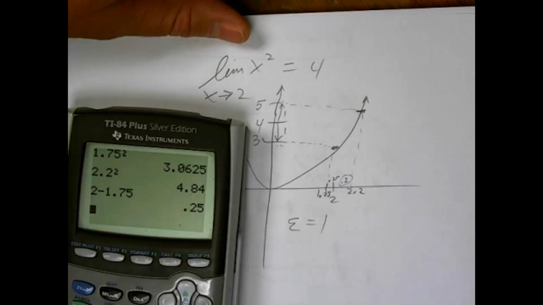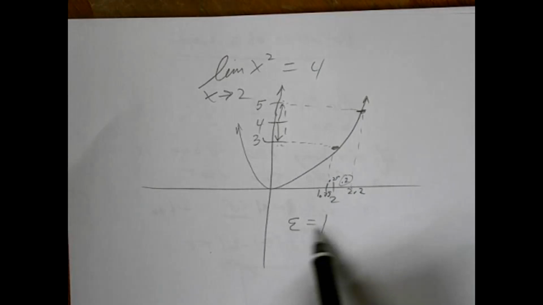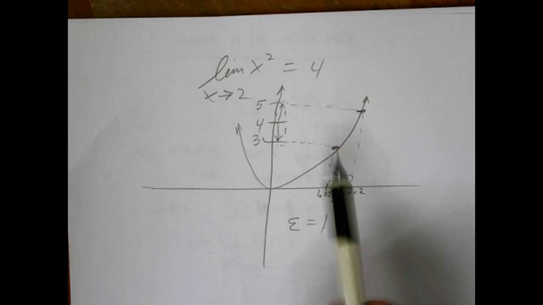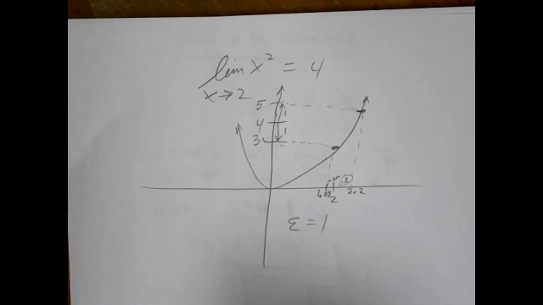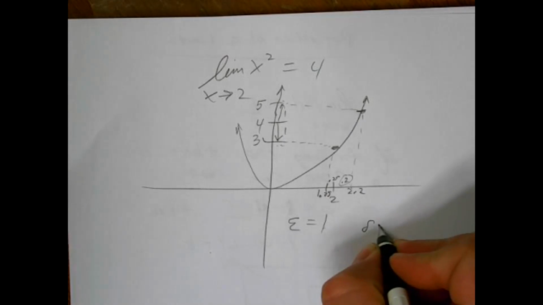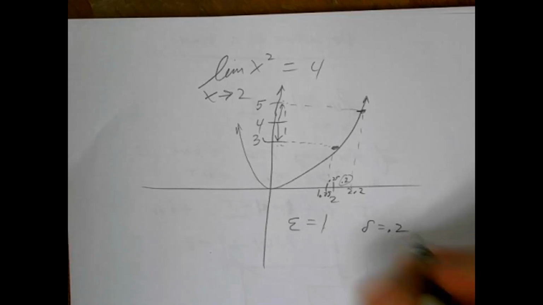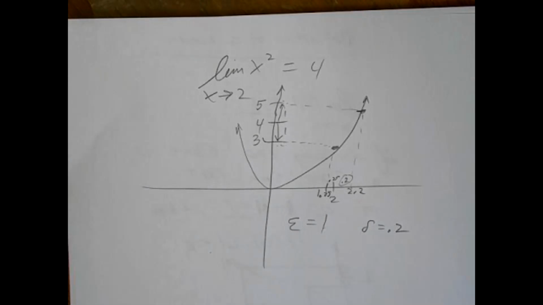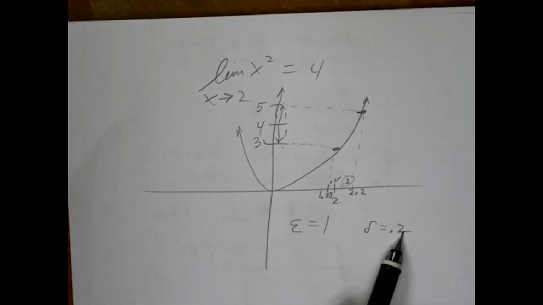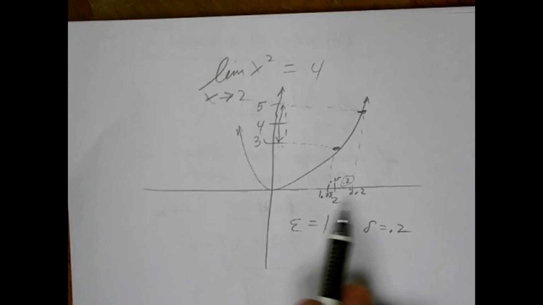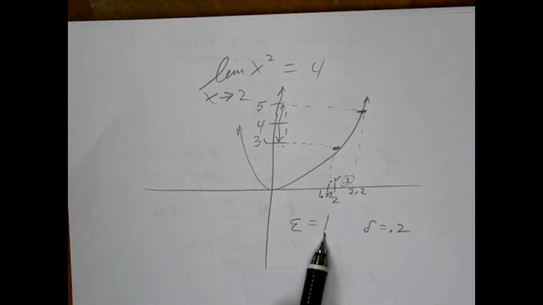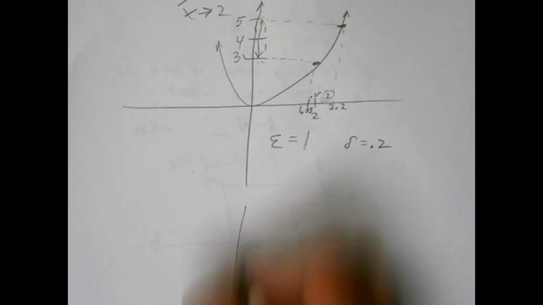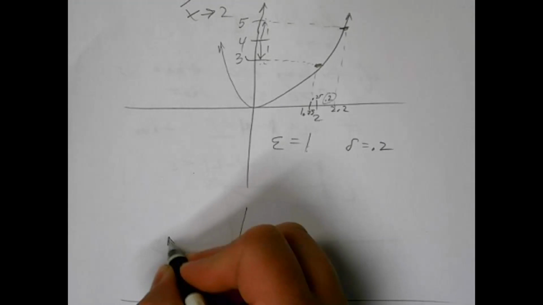All right. So they have said, we challenge you to get within 1 unit. That's what epsilon equal 1 means. Get within 1 unit of 4 on the y-axis. And I answer their challenge with a delta of 0.2. So what I'm saying is that if you get within 0.2 of 2 on the x-axis, you will be within 1 on the y-axis. So they might then turn around and say, oh yeah, well, I still don't believe the limit is what you say it is.